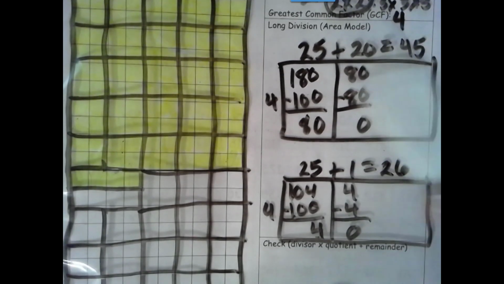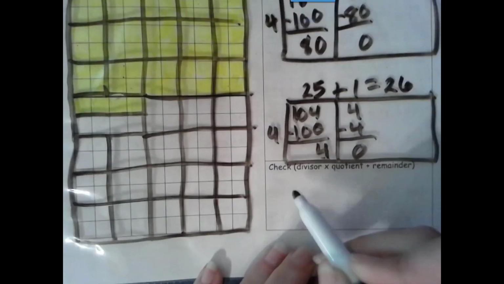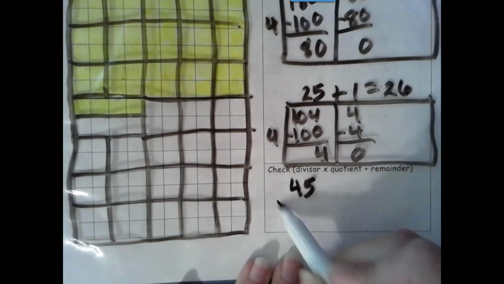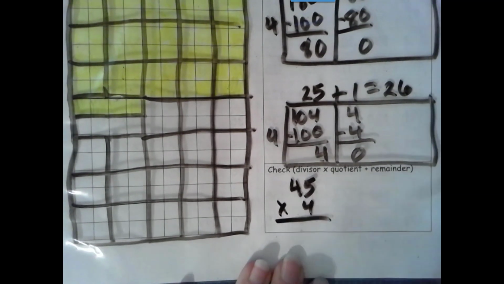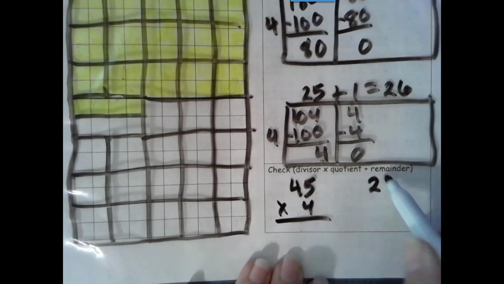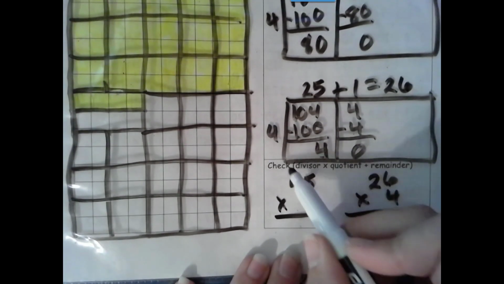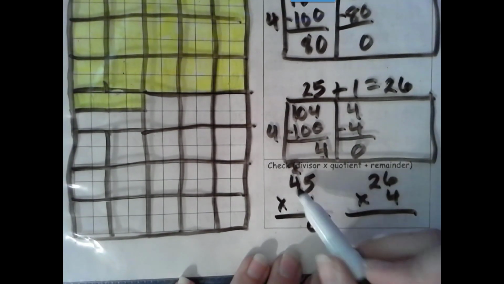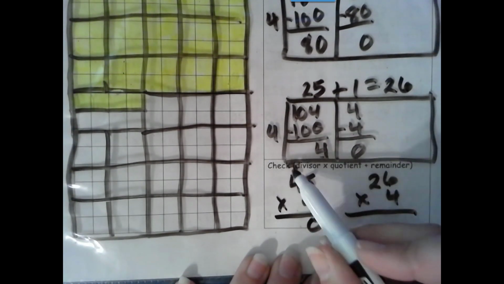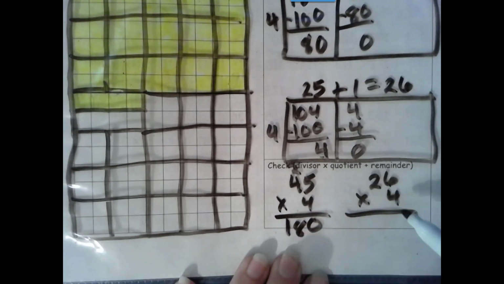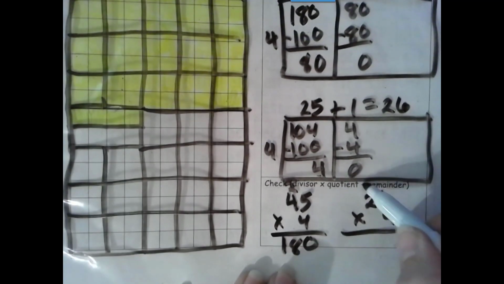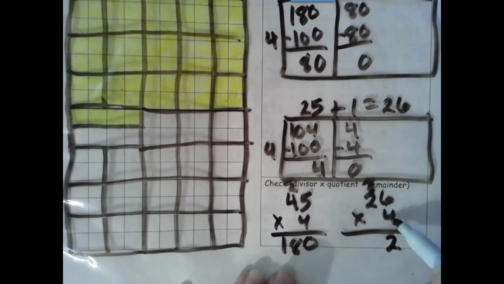Now we still need to check. Divisor times quotient plus remainder. Since our remainder is 0 for both, and the identity property of addition says when you add 0, it stays the same, we don't need to take the time to add the 0. 4 groups of 5 is 20. 4 groups of 4 tens is 16 tens, plus 2 more is 18 tens. 4 groups of 6 is 32. 4 groups of 2 tens is 8 tens.